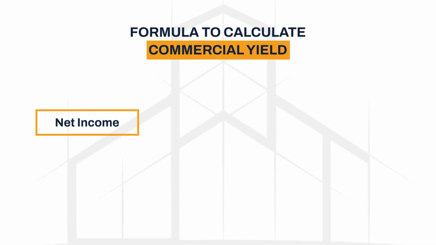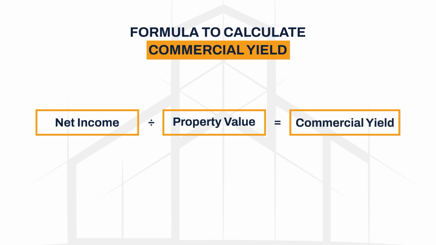This excludes your mortgage repayments, however. It's important to know whether the yield you are looking at is gross or net, as this will dramatically change the cash flow. For example, a 6% gross yield can easily drop to 2% once all expenses have been taken out. Going back to our formula to calculate the commercial yield, we will take the net income, divide it by the property's value, and present it as a percentage.